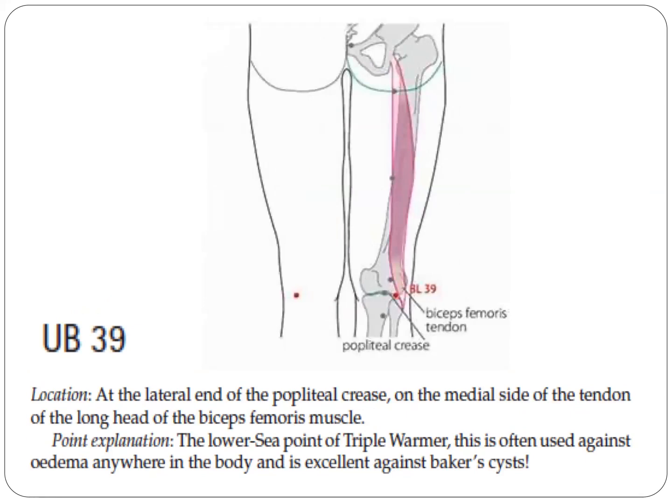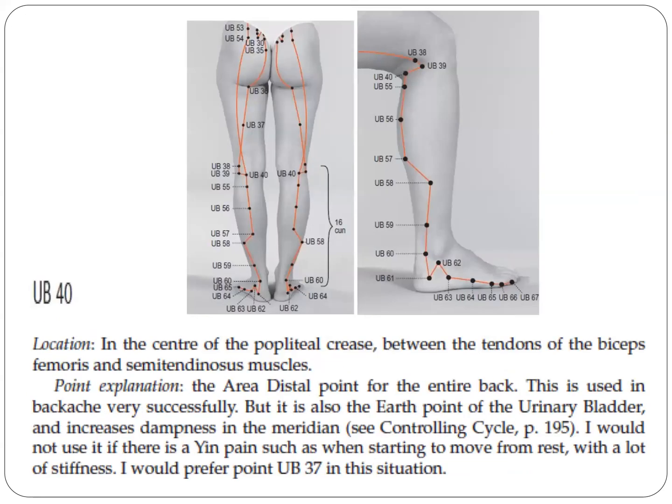Let's go to UB39. Location at the lateral end of the popliteal crease on the medial side of the tendon of the long head of the biceps femoris muscle. Okay? Point explanation, the lower he point of the triple warmer. This is often used against edema anywhere in the body and is excellent against Baker's cyst. UB39, nasa drawing po.